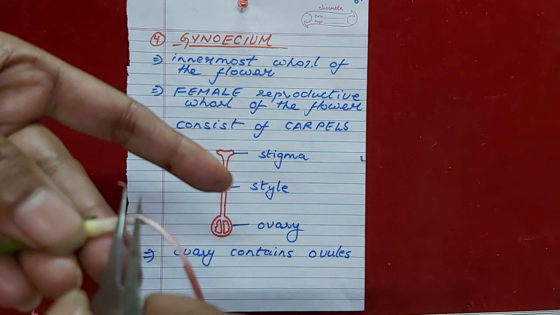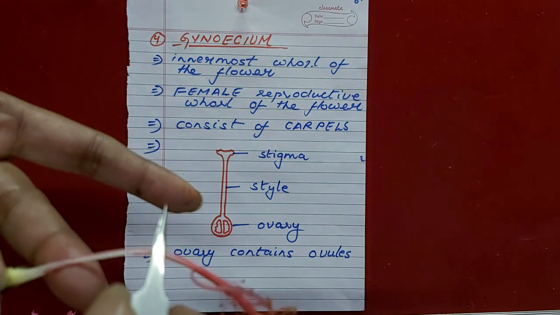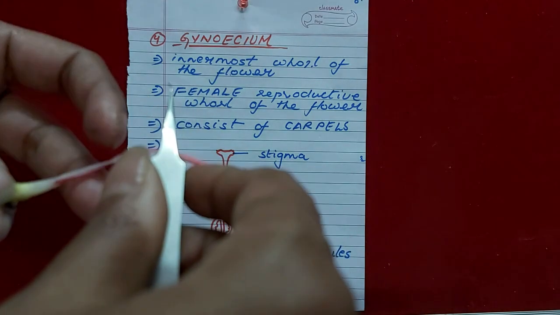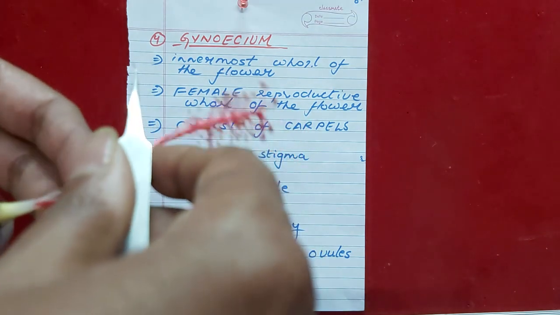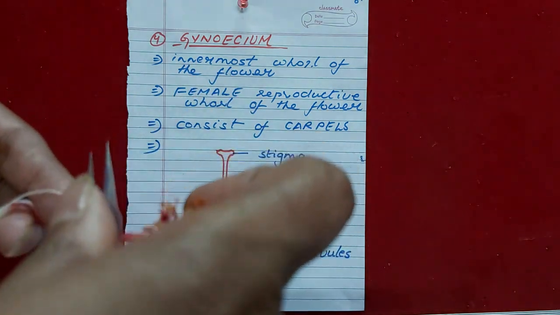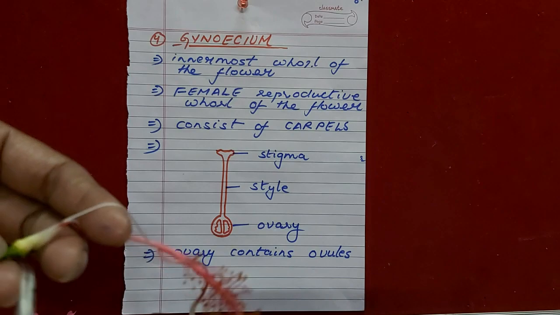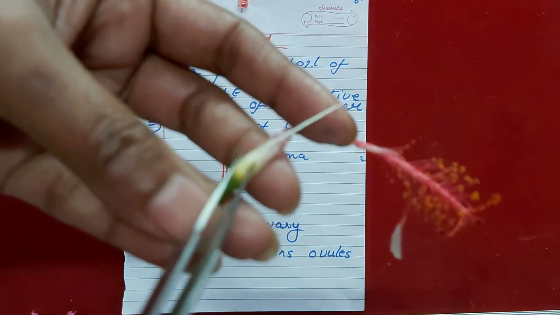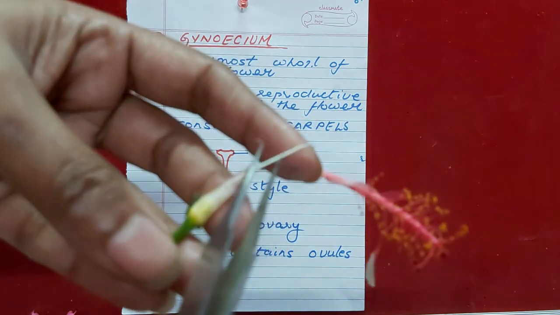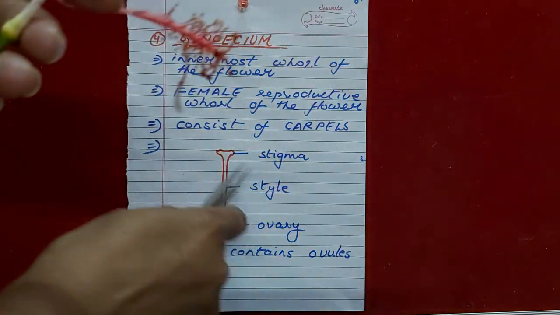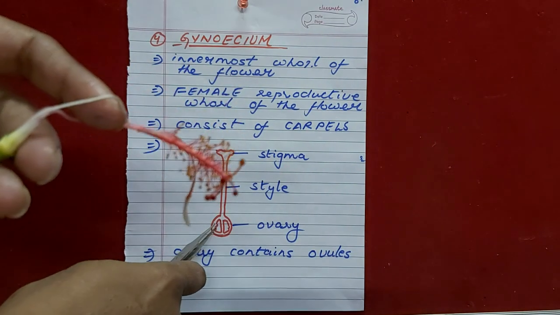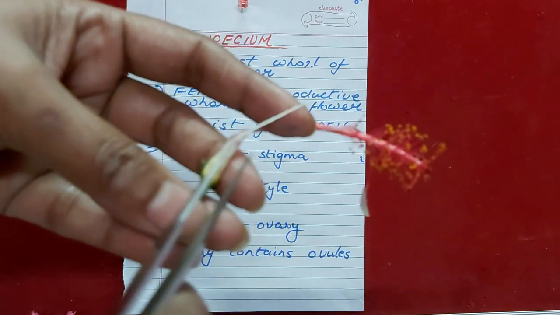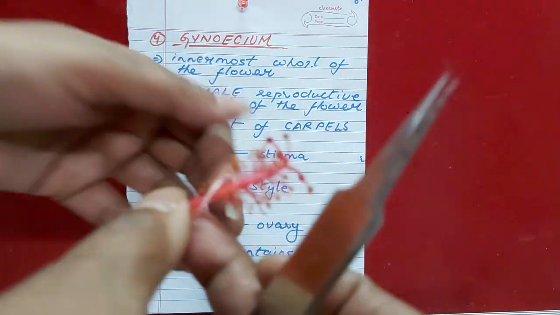See this one. This is the style. See this white colored tube coming out? This is the style. And this swollen basal portion is the ovary. This long tube is the style. The swollen basal portion is the ovary, and inside this ovary, what is present? Ovules are present. And where is the stigma?